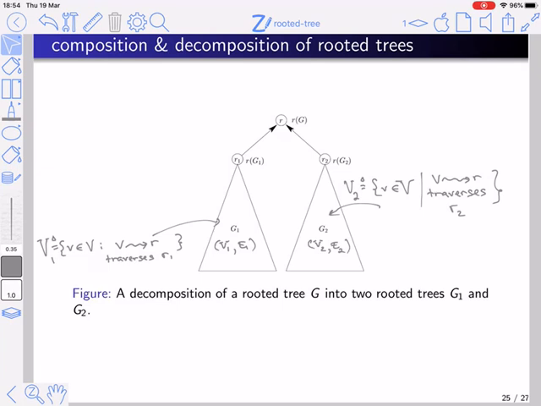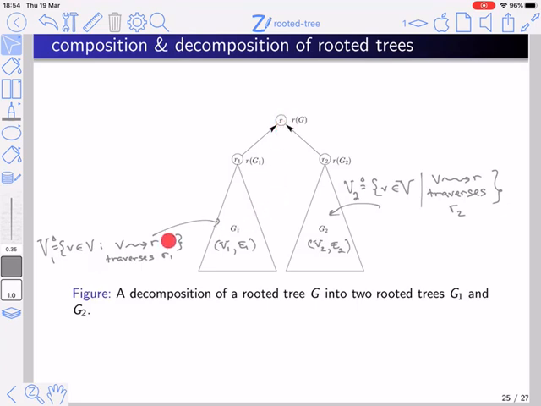I want to discuss now the composition and decomposition of rooted trees. Let's start with decomposition. Suppose I have a rooted tree, and the root of this tree is R. Assume that the in-degree of R is 2. It could be any number, but it's easier to depict this situation using an in-degree of 2. Let R1 and R2 denote the vertices of the rooted tree from which there are edges to R.